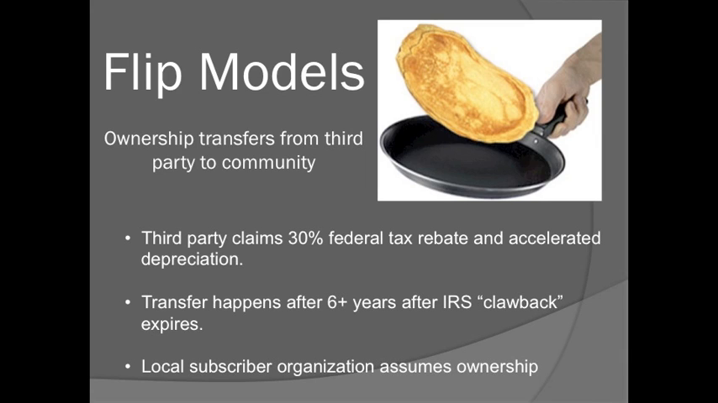In a flip model, a third party that finances the solar garden actually turns the ownership over to the community after a few years. Now this happens, the third party claims the 30% federal tax rebate, the accelerated depreciation, and other things that a non-taxable entity such as a church or a nonprofit or a municipality might not be able to monetize. Now there's about a 5-year period under which the IRS can recover the investment tax credit if the ownership is transferred to a non-taxable entity.